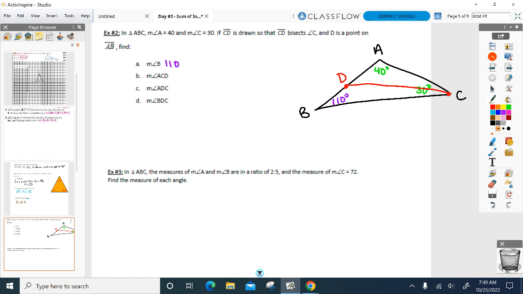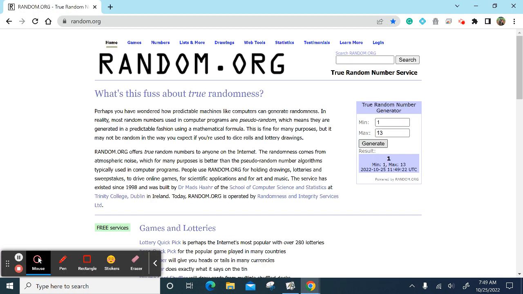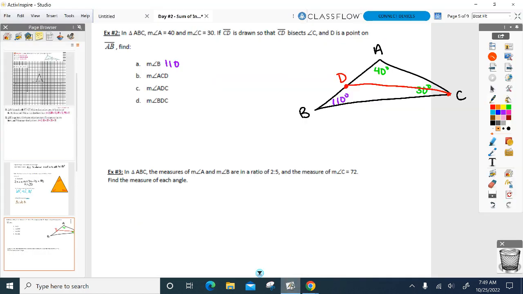Next up, angle ACD. And remember what CD was doing in the directions. ACD, that angle should be what, Anna? 15. Why? Because it told us what in the givens? CD is the bisector of angle C. And we know bisectors cut an angle in half. So 30 degrees is getting cut into 2 15-degree angles.